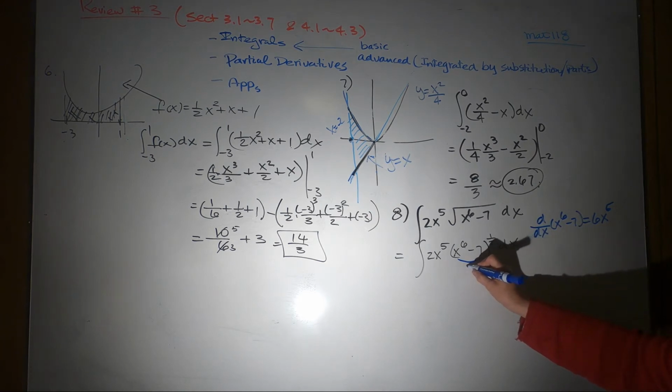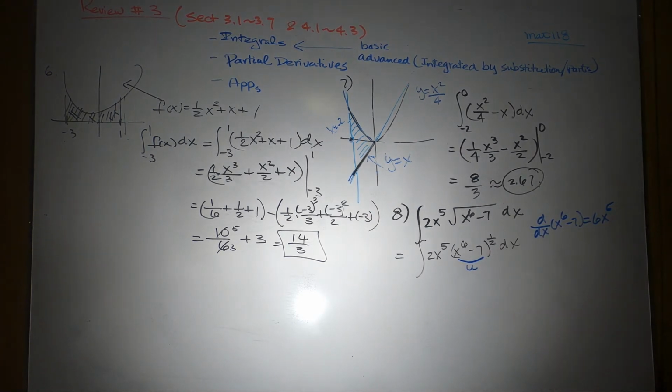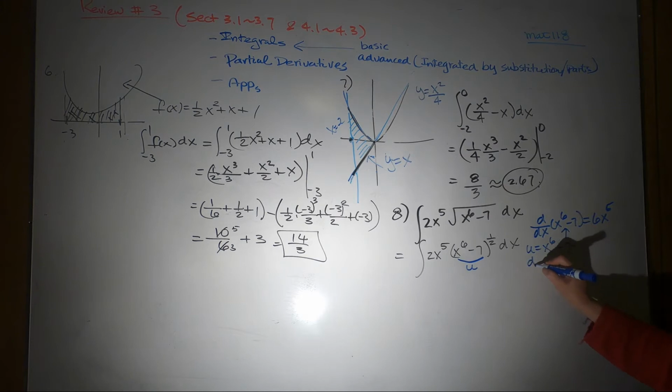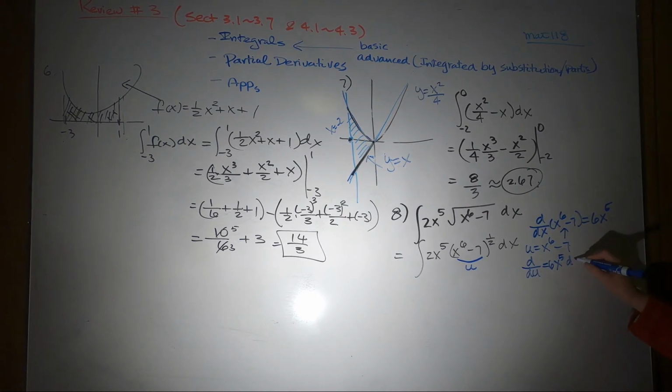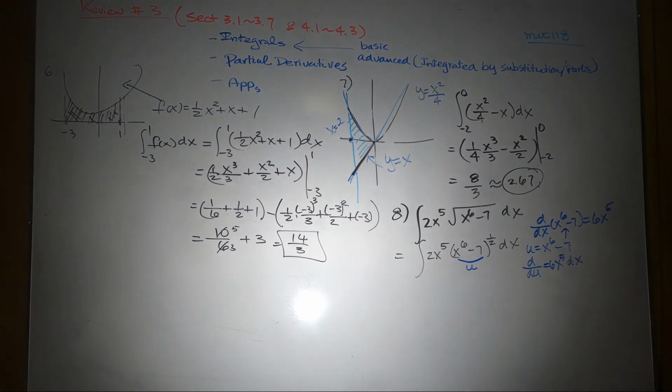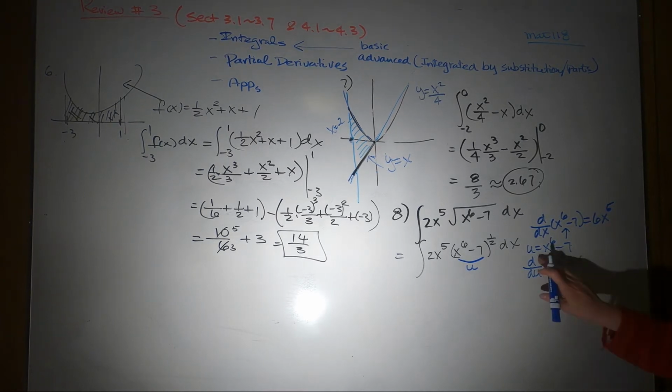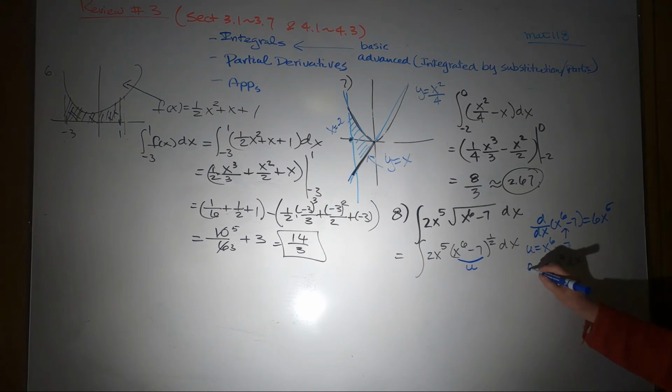We can use this as u, right? If this is u, u equals x^6 minus 7. So du, taking a derivative, it's the same thing as you take a derivative of x^6, which will be 6x to the fifth power dx, right? So we take a du already, so that will be du.